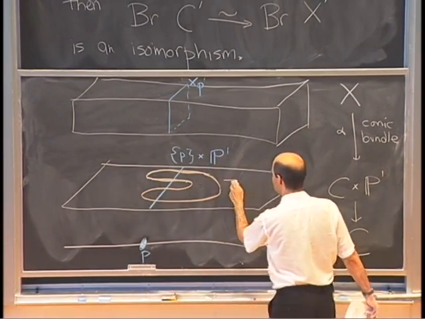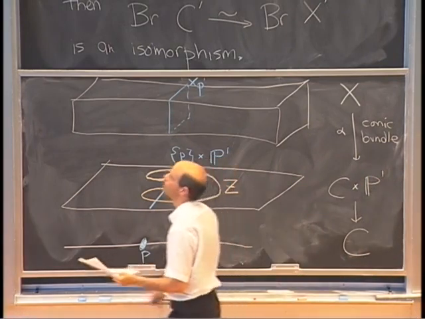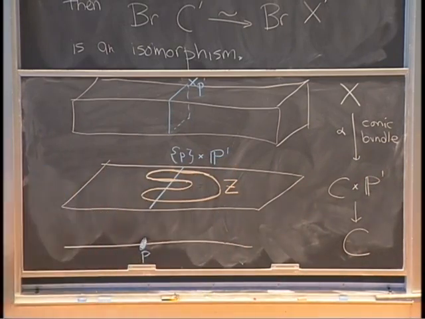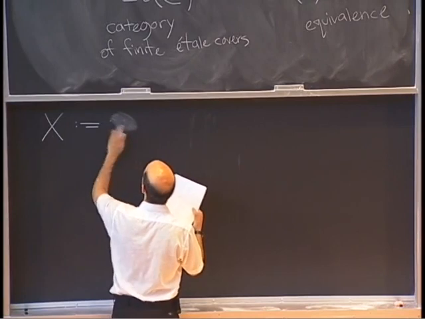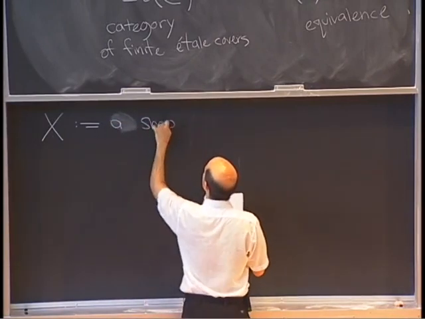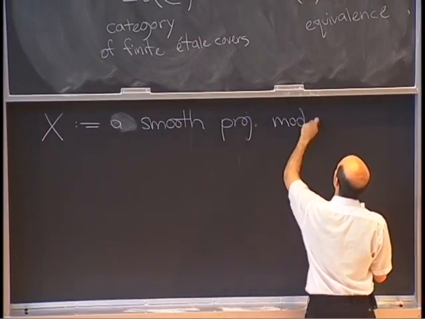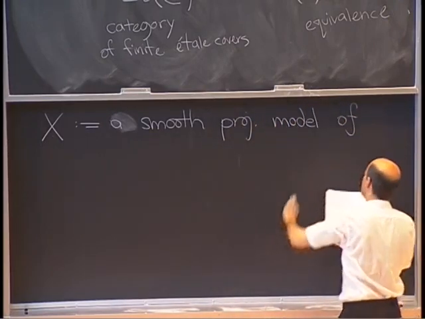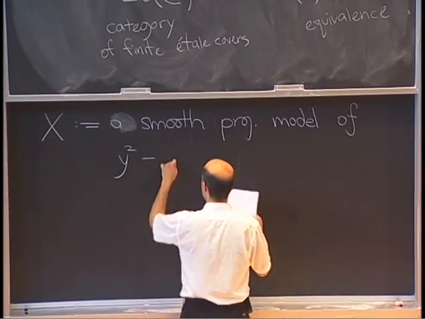And I'll call this degeneracy locus Z. So, all right, let me write this. So what is X? It's going to be a smooth projective model of something. Well, I'll write an equation for it.